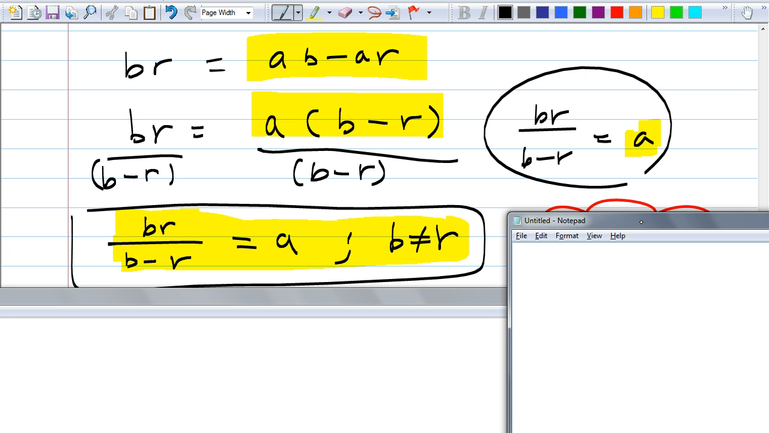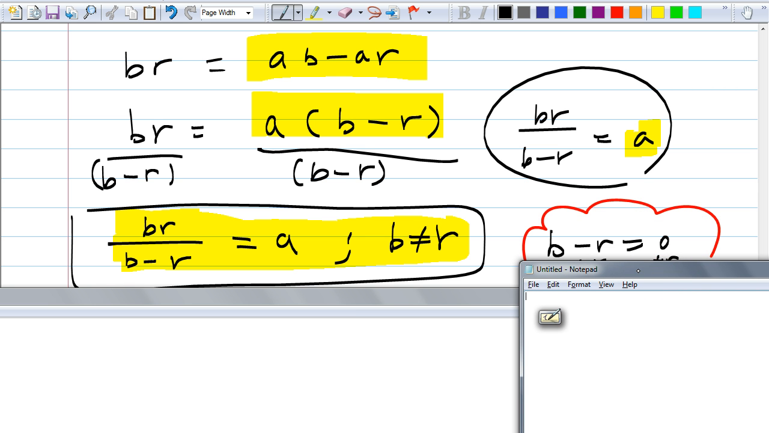Is that okay? So B comes before R, so I solve for B. In other words, this is what I'm thinking in my head. I'm thinking, when will B minus R be 0? Well, solve for one of the variables. Which one am I going to solve for? B or R?